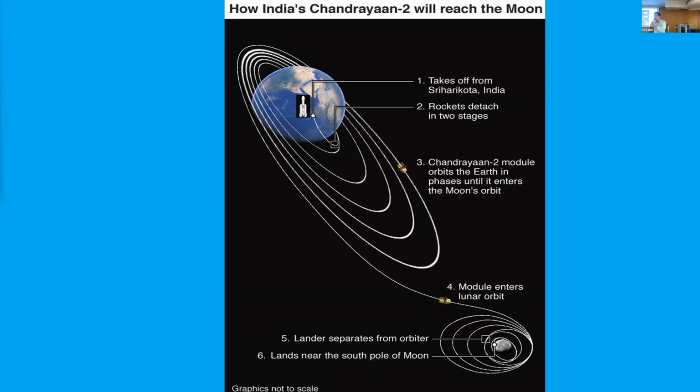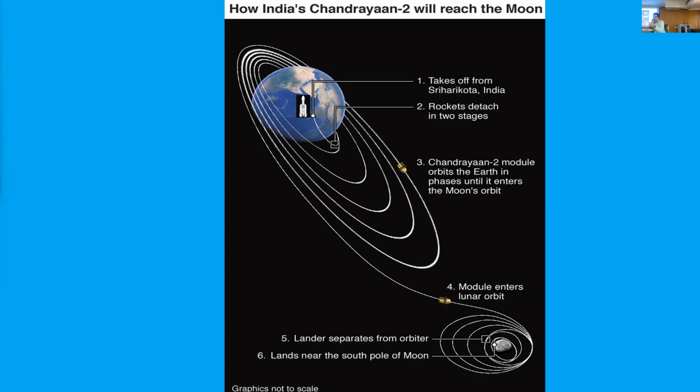Three things are there. An orbiter orbits around the moon in a particular orbit, just like a satellite. A lander is an instrument that will go and land on the surface of the moon. The rover will come out and move on the surface. So there are three things in Chandrayaan-2: orbiter, lander, rover. They successfully launched the orbiter.